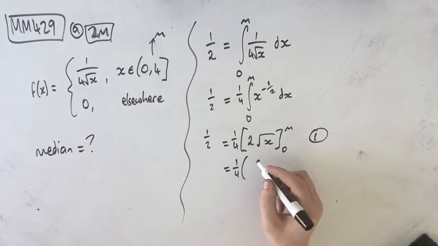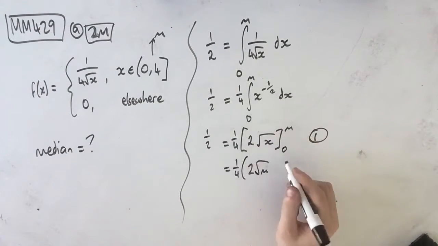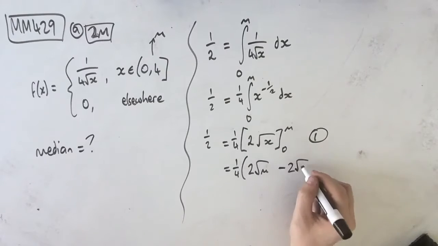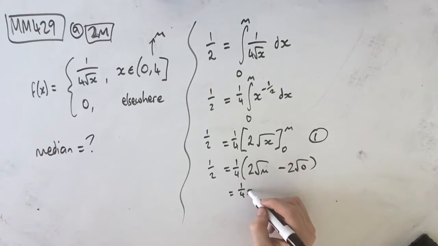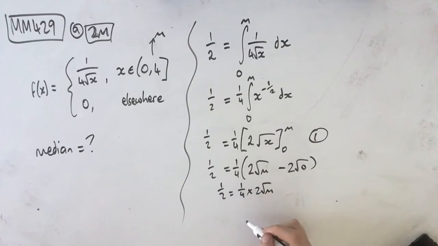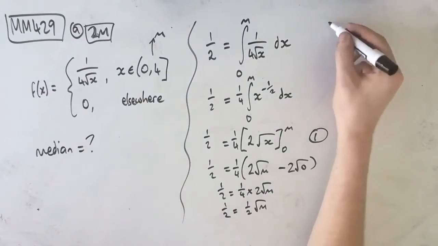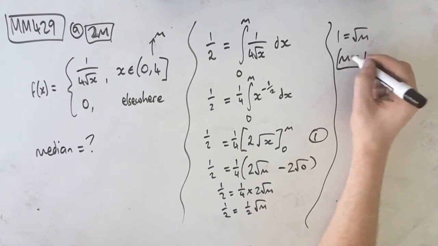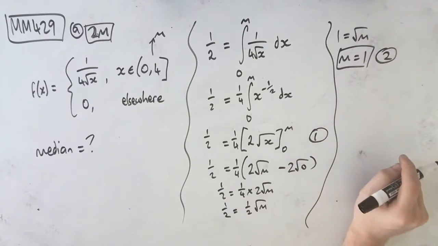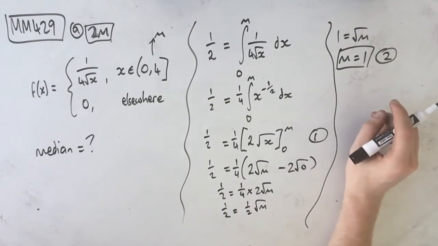So we get 1 quarter outside of 2 root m, so we're subbing our m in, and then we're minusing 2 root 0, which is obviously just going to be 0. So what we get is 1 quarter times 2 root m is 1/2. 1 quarter times 2 is 1/2. So 1/2 root m equals 1/2. And then we can divide both sides by 1/2. What we get is 1 equals root m. So then m is equal to 1. That's our second mark. So that's our final answer for part A.